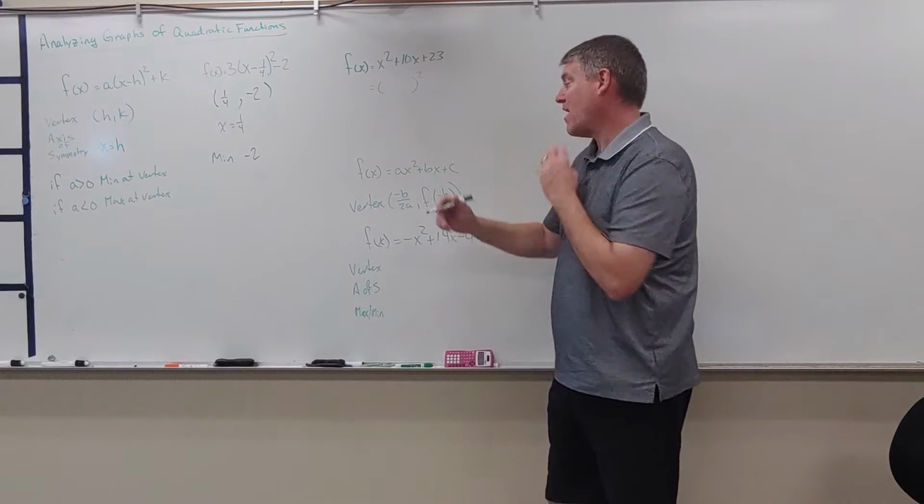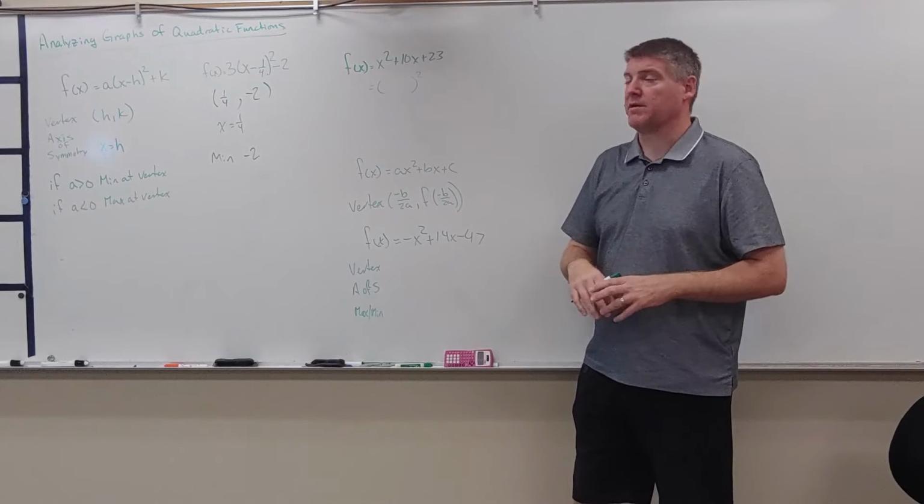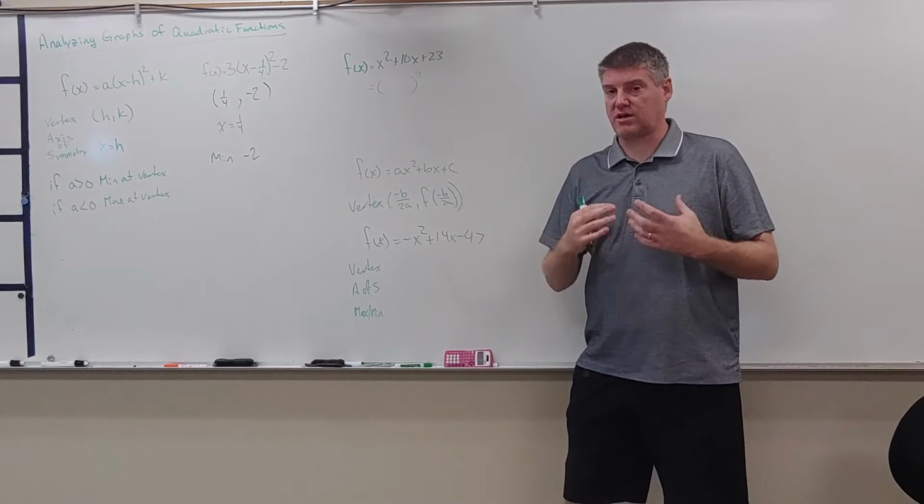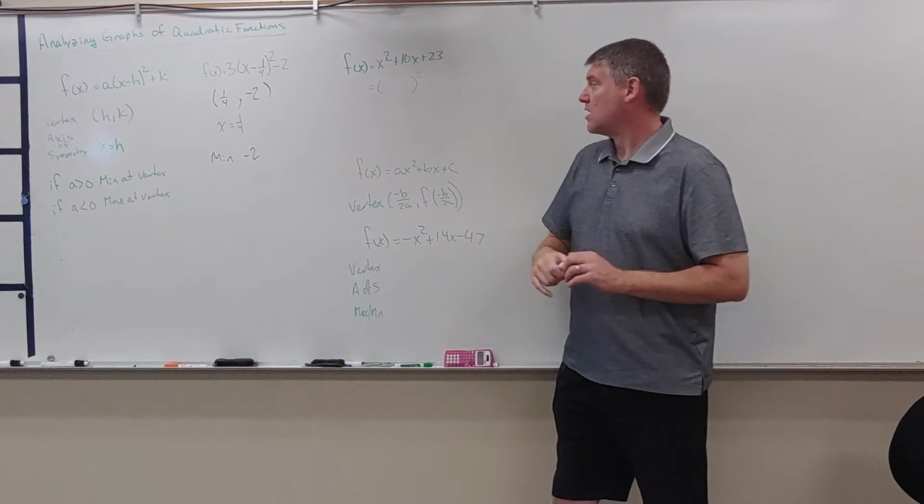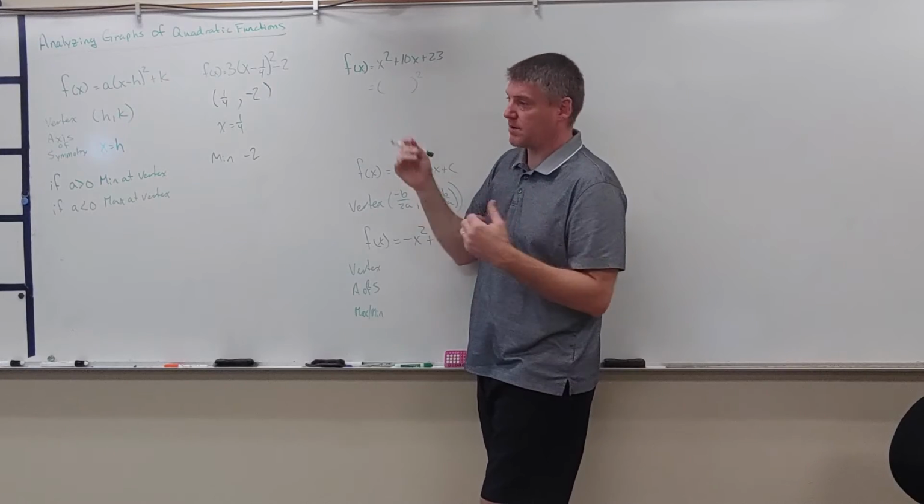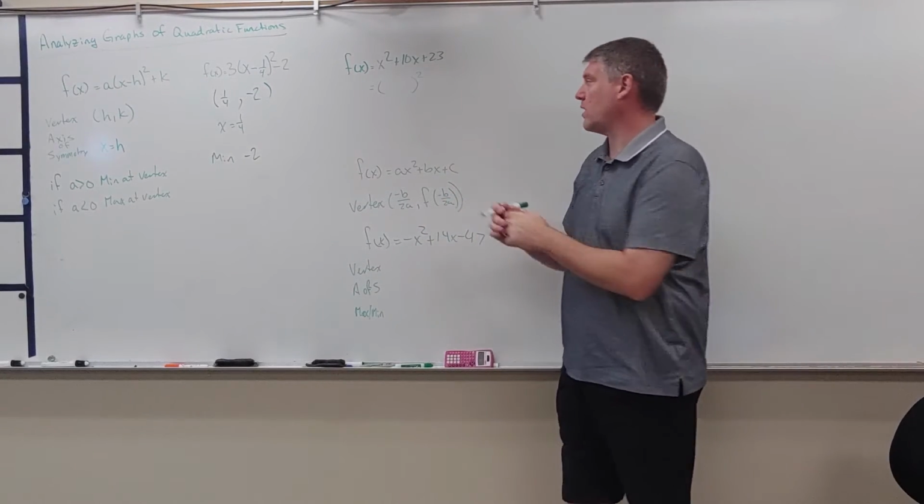So the next one, I have f of x equals x squared plus 10x plus 23. Well, this is not in vertex form. So what I'm going to do is convert it to vertex form. The first thing I want is a 1 out front. It doesn't always work that way, but hopefully it will.